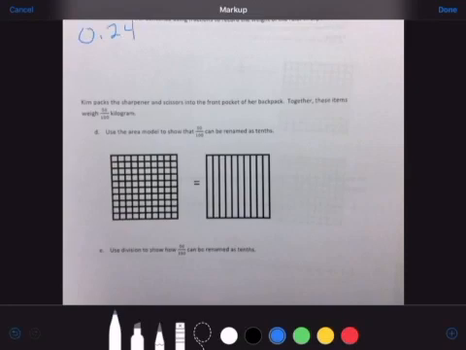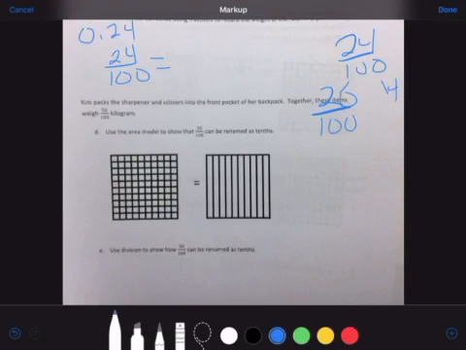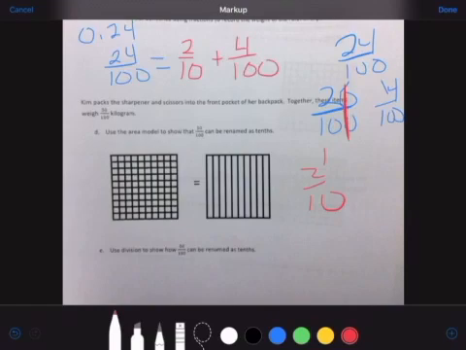0.24. But it wants us to record it in expanded form using fractions. So I need to start by knowing how to write 24 hundredths in a fraction, which would be that. Then you need to know that if we had done a number bond for 24 hundredths, we could have taken out 20 hundredths and 4 hundredths, and then the 20 hundredths can be reduced to 2/10ths. So that's what our expanded form will look like: 2/10ths plus 4 hundredths.